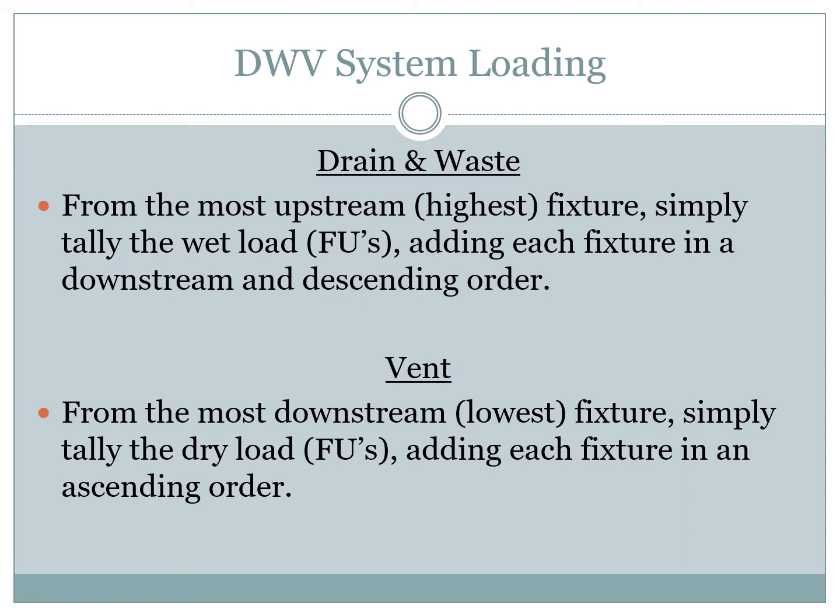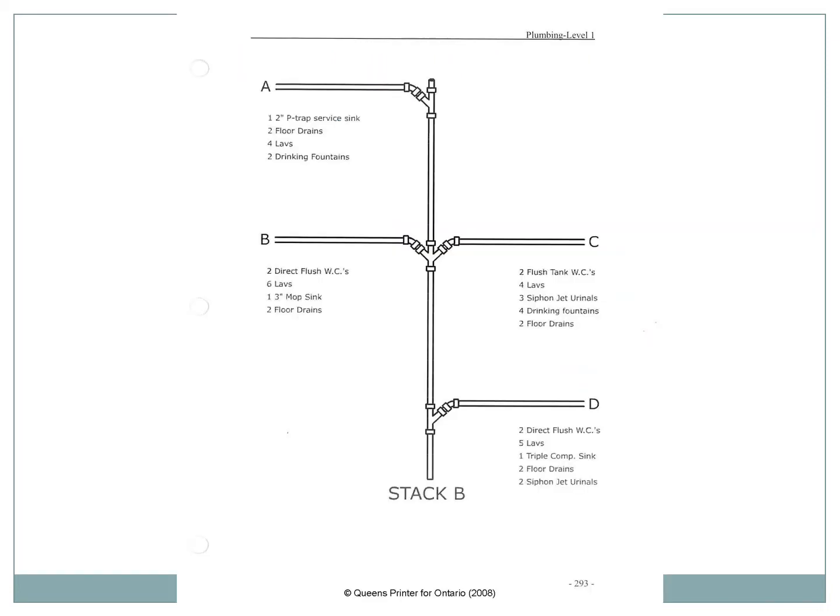A couple of general principles for loading, and we've talked about some of this terminology already. For the drain and waste, you start from the most upstream or highest fixture in a building, and you simply tally the loads. As the waste comes down, it picks up another fixture and picks up another, so you add them up in a descending order, I call it, as you come down. With the vents, it works the other way because you're going up to get fresh air. So you start at the most downstream fixture, the lowest fixture in the building, and you work your way up in an ascending order as you add those up. Anyways, keep your eye on that. And again, we're going to practice this, so you don't have to memorize it.